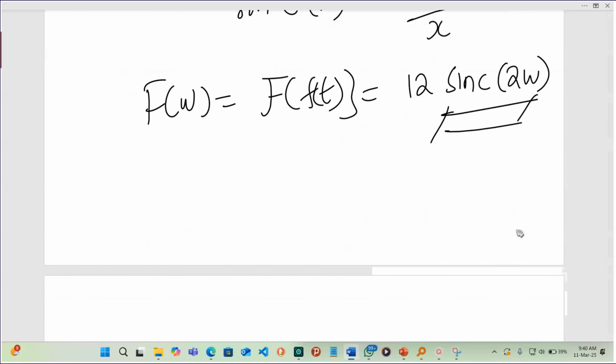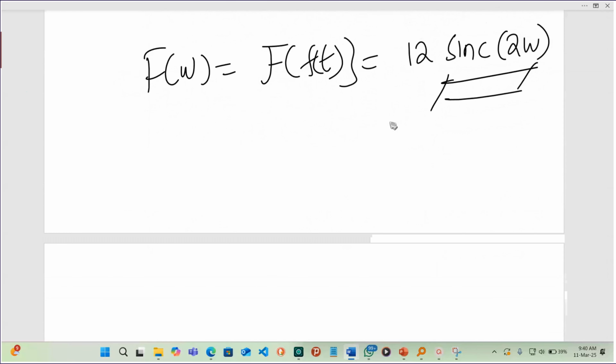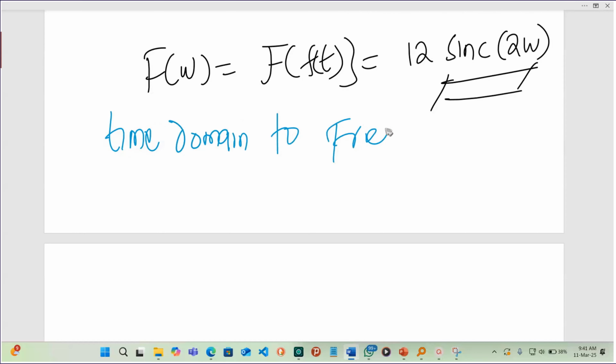So you can see we have transformed this equation from time domain to frequency domain, because it was in t and now it is in omega, which is frequency.